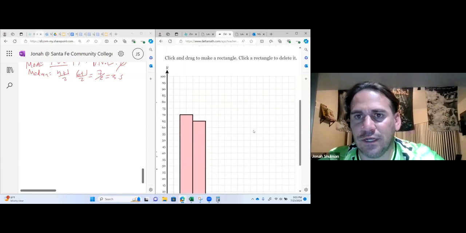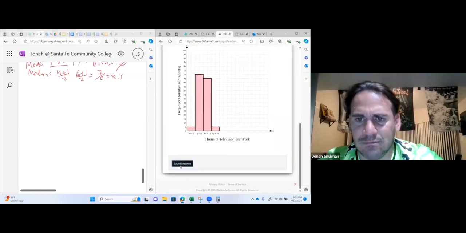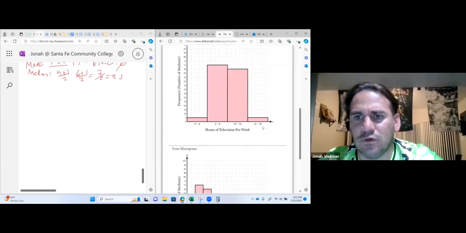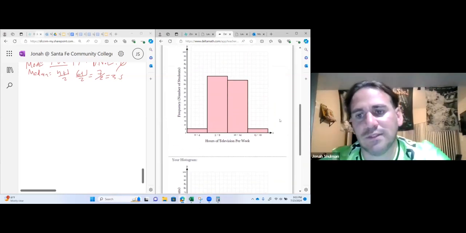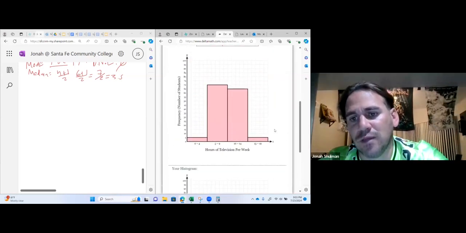And here is our histogram. It looks great. Let's submit it. Beautiful. Oh, we could have gone as many, that's why it would have been easier. So they want us to spread this out, which is fun. As long as they're the same width, you're good.